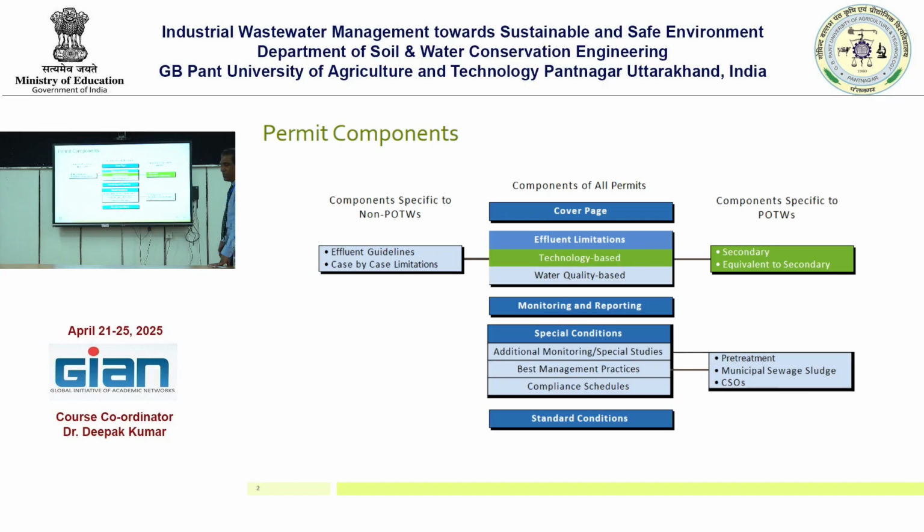Components of a permit: a permit means the authorization given by the regulator, right? You give an authorization for an industry. Here also there are many regulatory bodies that issue the permits, right? Licenses, right? Authorization to discharge. That is the word which is synonymous with permits, right? The components of specific non-POTW, effluent guidance, case-by-case limitation.